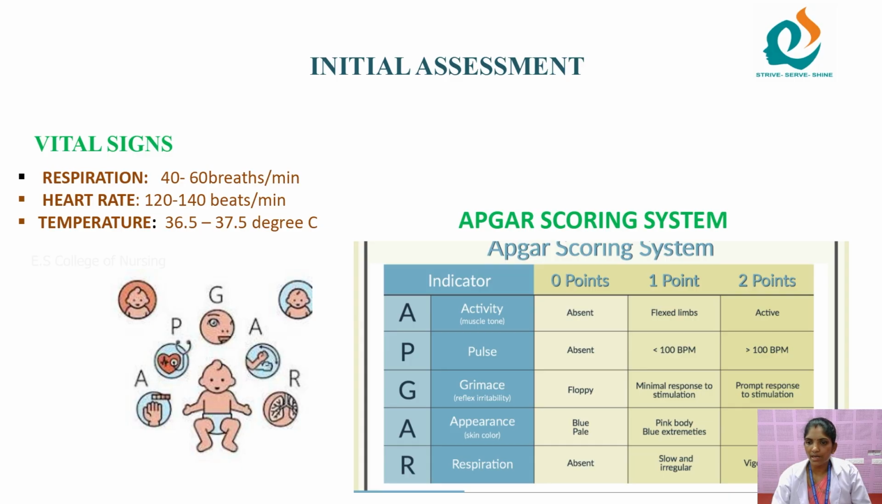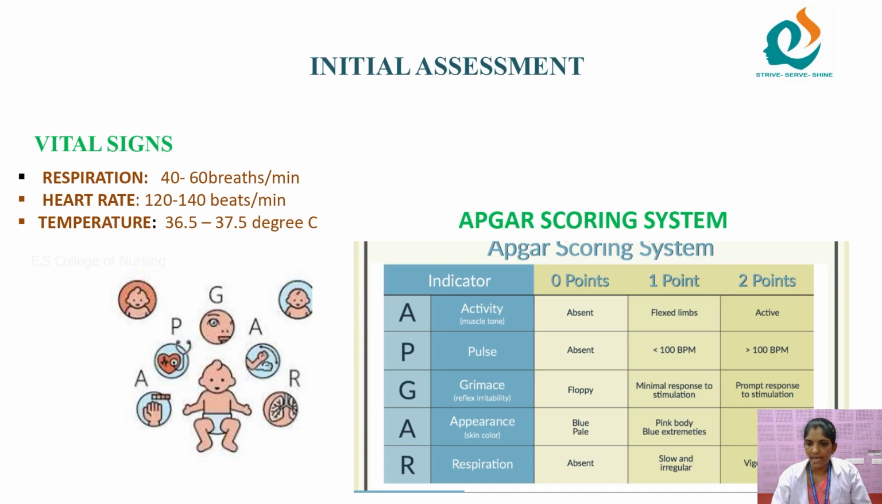Then we have to check the Apgar scoring system. The Apgar scoring system is used to evaluate the physical condition of a newborn based on 5 criteria, which include activity, pulse, grimace, appearance and respiration. So based on these criteria, we will give scoring.